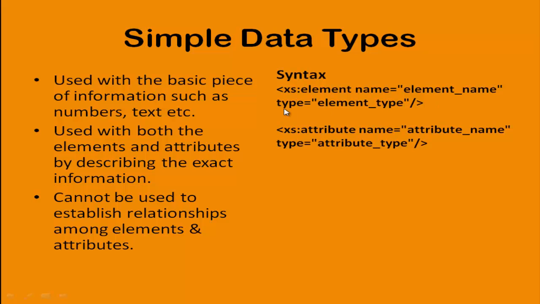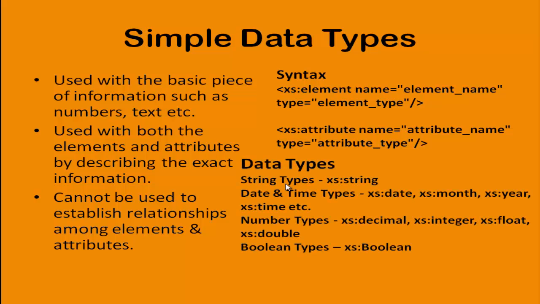The syntax for this particular simple data type will be like: xs is again the prefix, element name, within the double quotes I'm giving the element name, and type, within the double quotes I'm giving the element type. Similarly for attribute. So what are these data types? How many data types are available?